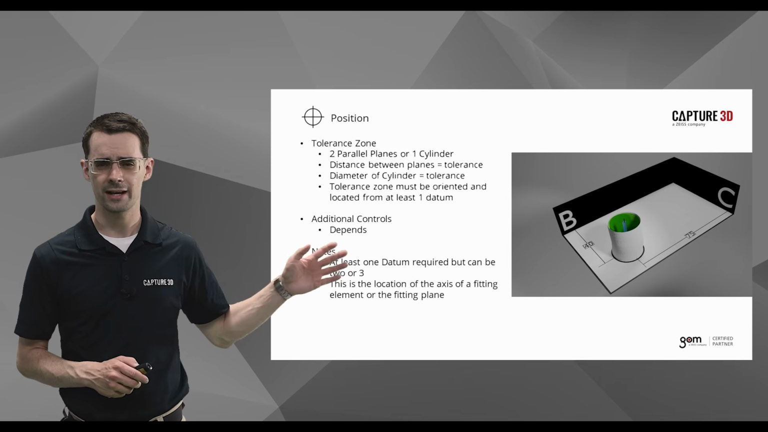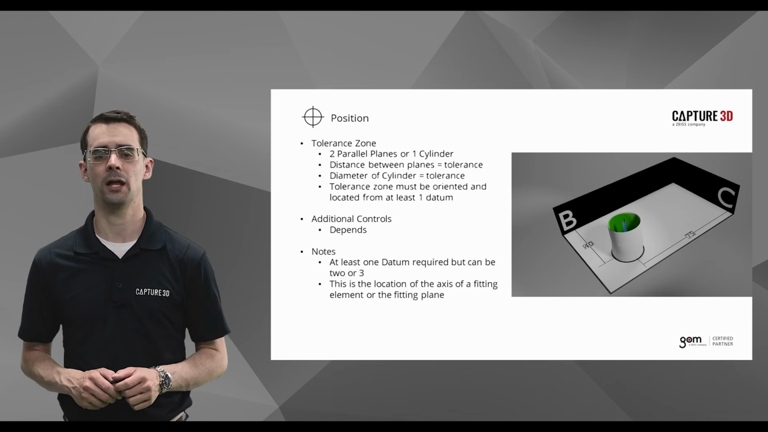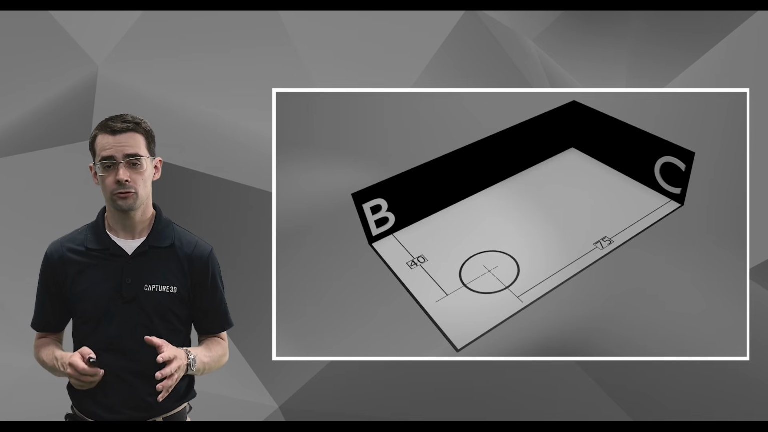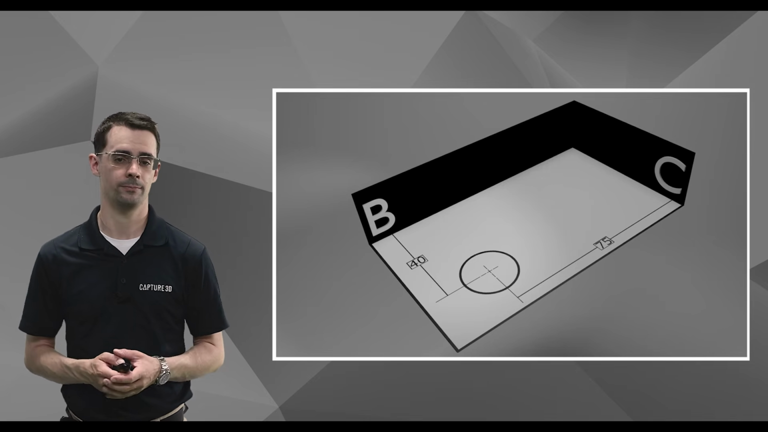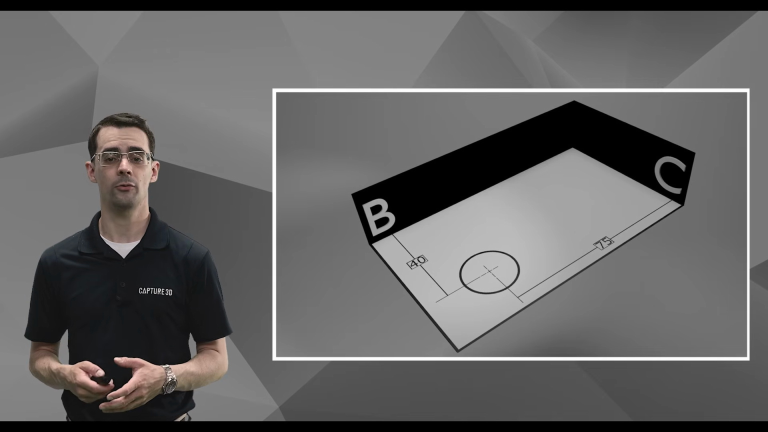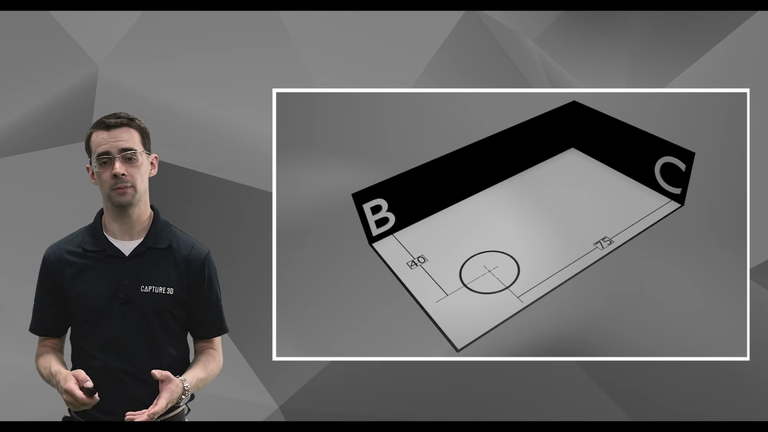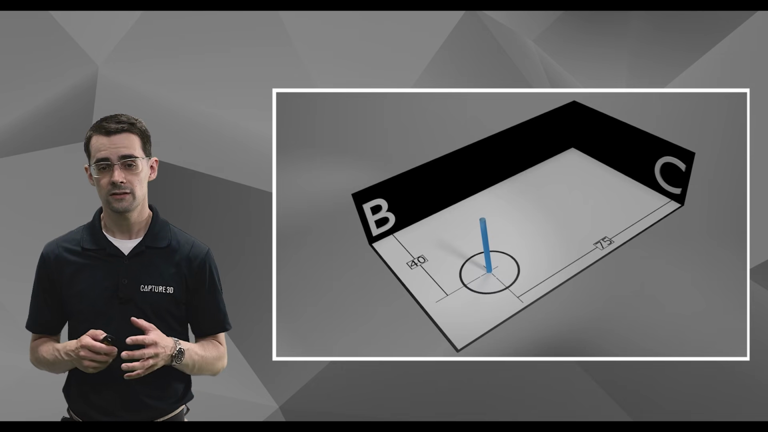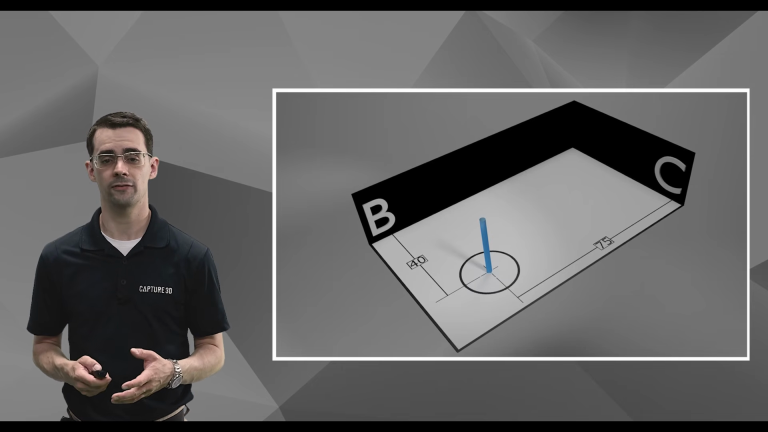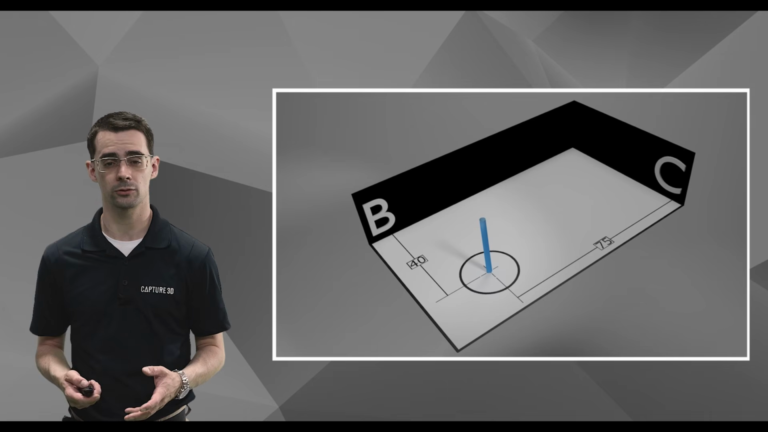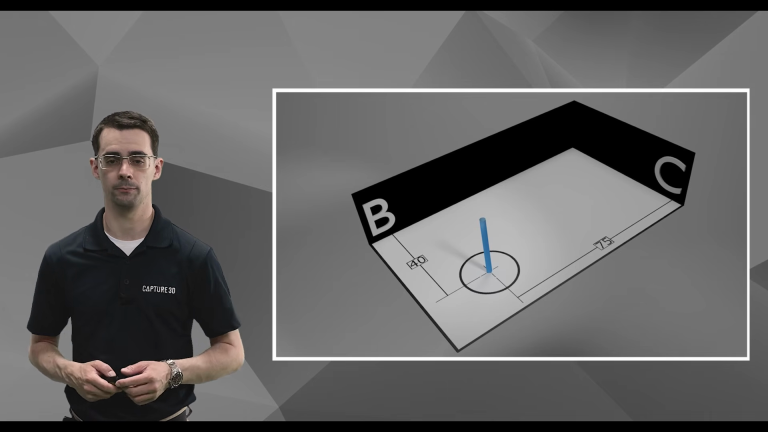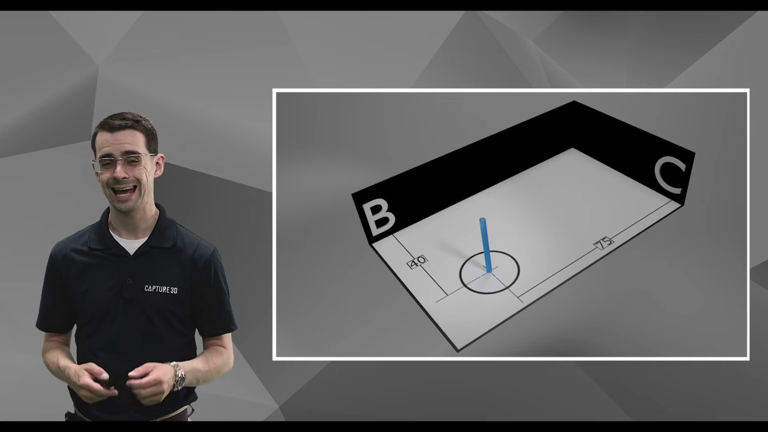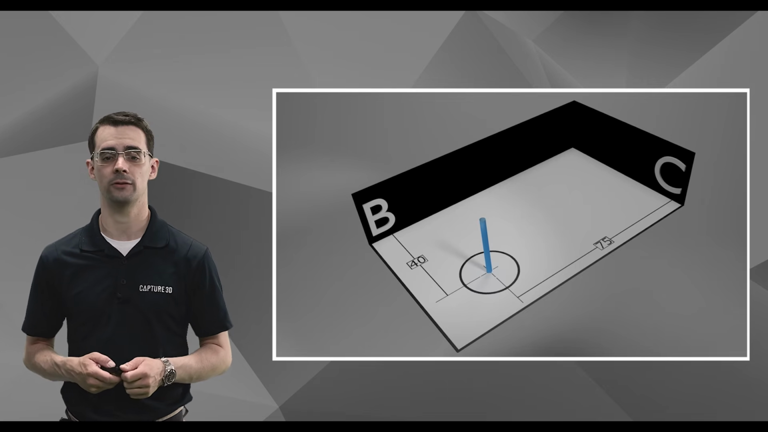The picture off to the right is a little confusing at first blush, but let's break it down into its component pieces. We first start with the drawing and the datums. We can see that this hole is located 40 millimeters away from datum B and 75 millimeters away from datum C. Using this information and the tolerance specified in the drawing, we can construct our tolerance zone, shown here in blue. The tolerance zone is located based on the datums B and C, and its size is dictated by the tolerance set in the drawing.